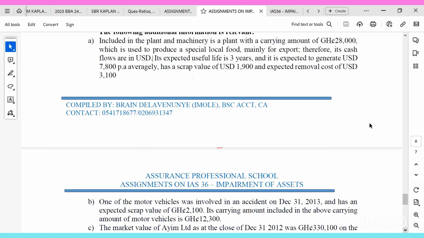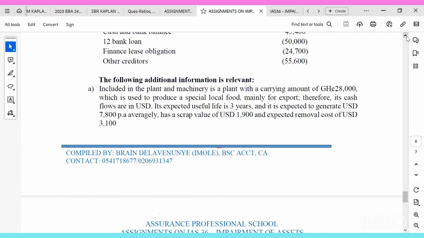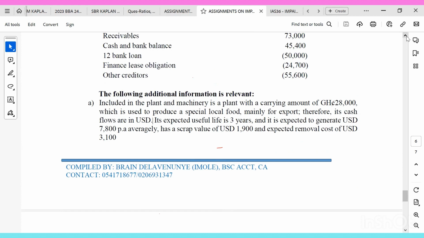We don't have the net realisable value currently. We have to determine the value in use of this particular machinery and see whether it has impaired or not. So the carrying value in Ghana cedi is currently 28,000. But this machinery is used to produce local foods for export. So the cash flows are being generated in USD. This machinery is going to be generating a cash flow of 7,800 for 3 years. So every year is 7,800.